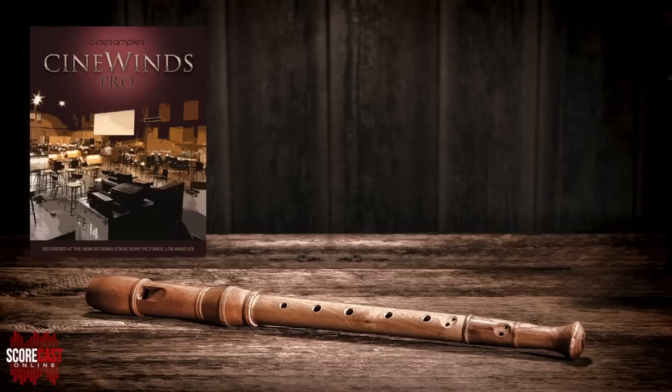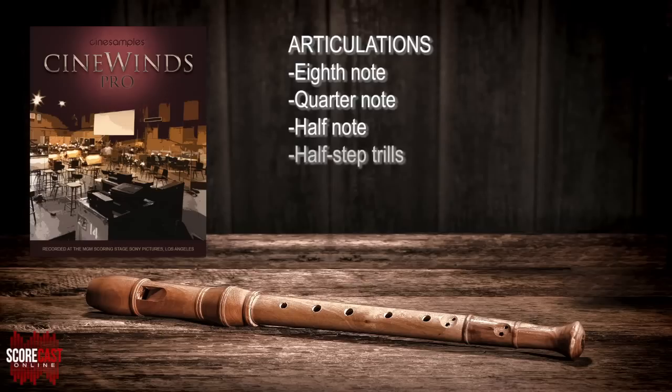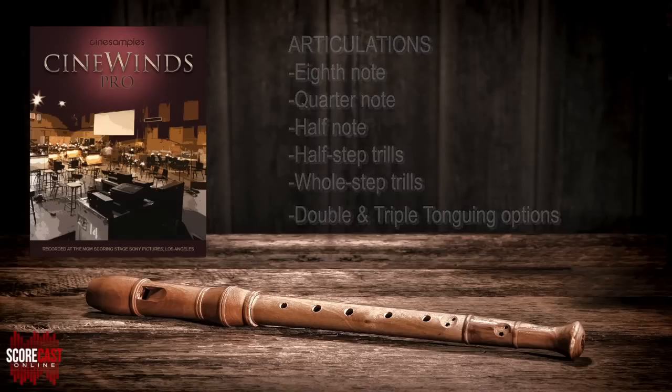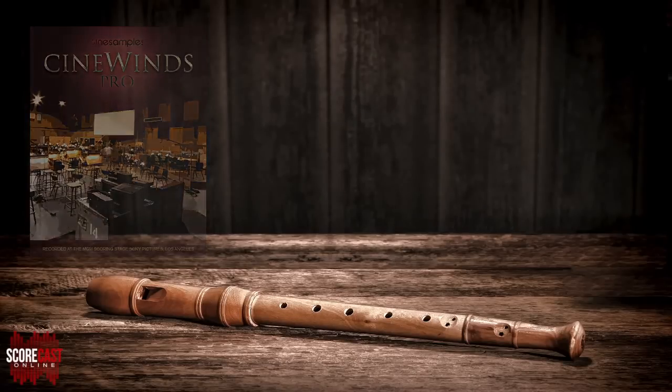The articulation patches all contain eighth, quarter, and half note shorts, but also include options for half and whole step trills. A very cool extra feature with the articulation patches is the double, triple tonguing option. This allows composers to easily play quick, short repetitions. Let's have a quick listen to one of the patches in action, showcasing some of these features.